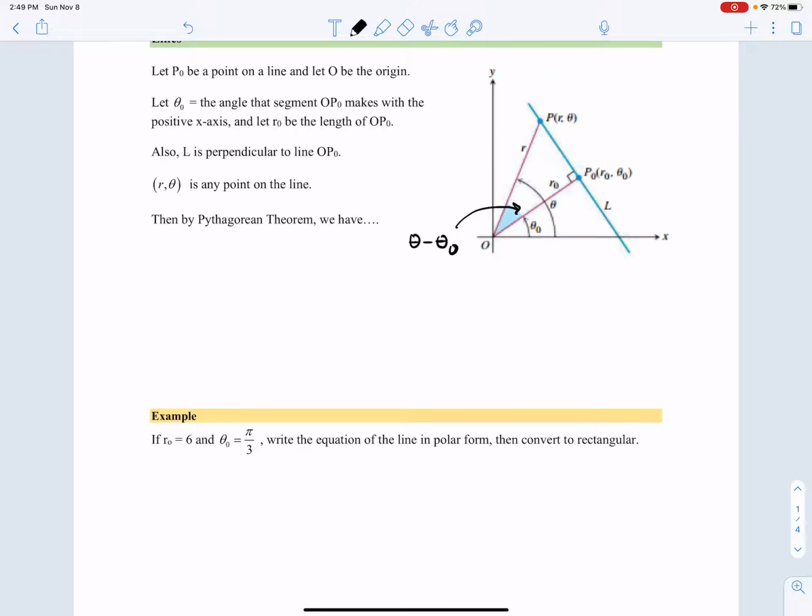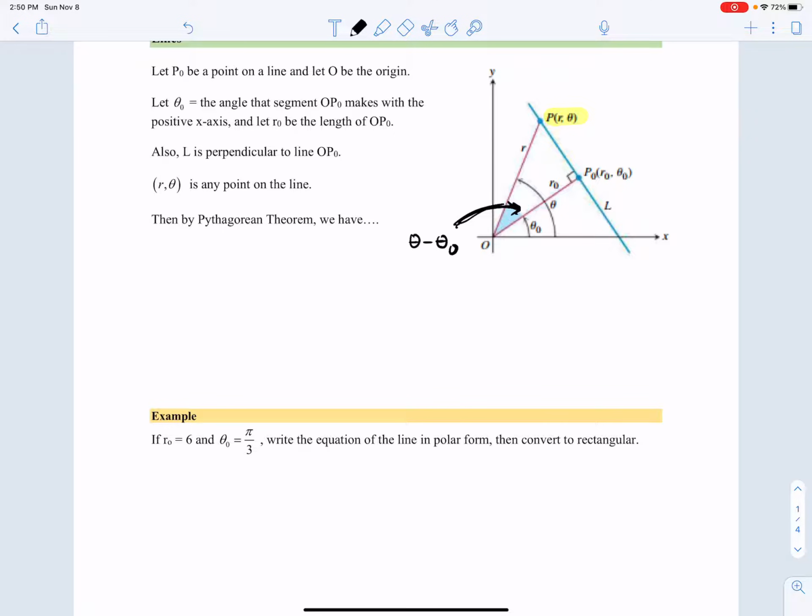And then any old point on the line will have a distance of r, so that's denoted by the point r theta, which is right here. Notice that the angle between the two is theta minus theta 0, this angle that's highlighted right here. Notice there we have a right triangle that involves everything we need.